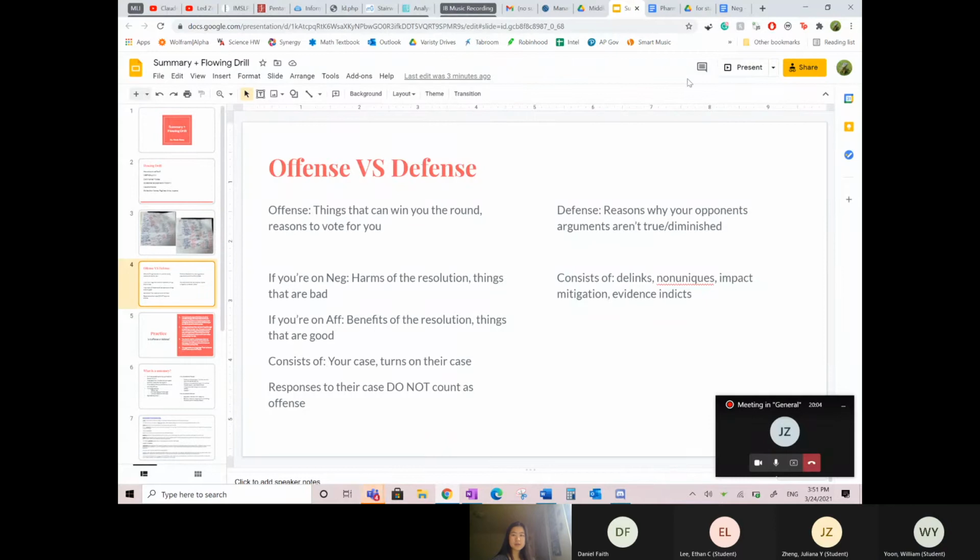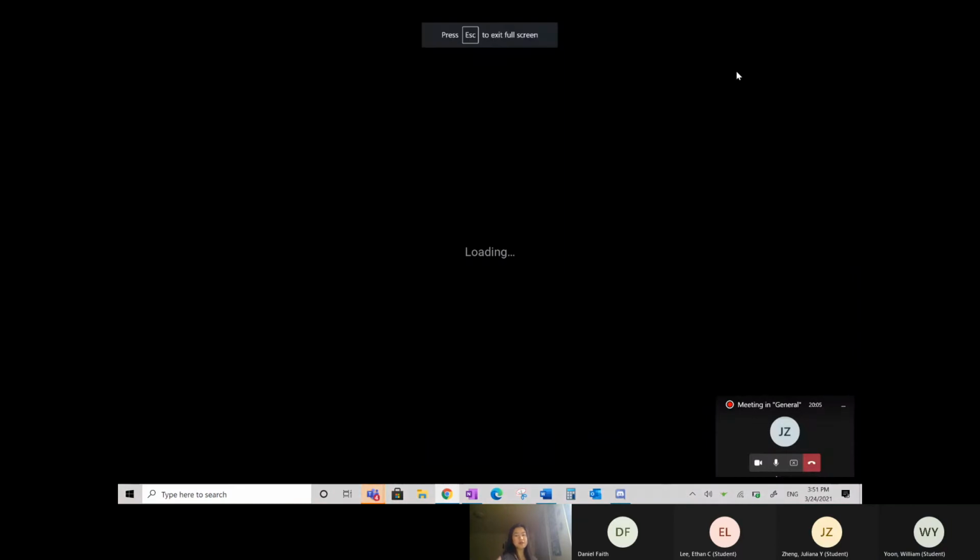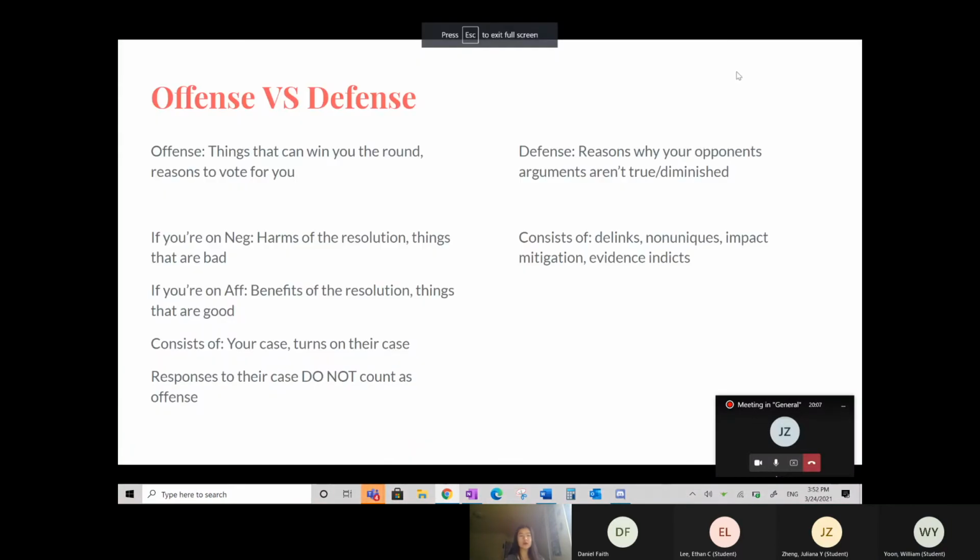Yeah. Okay. So now let's talk about offense versus defense. And this is a really important concept in a summary. So today we're talking about summary speeches, by the way. So for offense, it's things that can win you the round and they're reasons to vote for you, right? So basically, if you're on neg, let's say this price controls resolution, you would talk about the harms of the resolution, things that are bad.